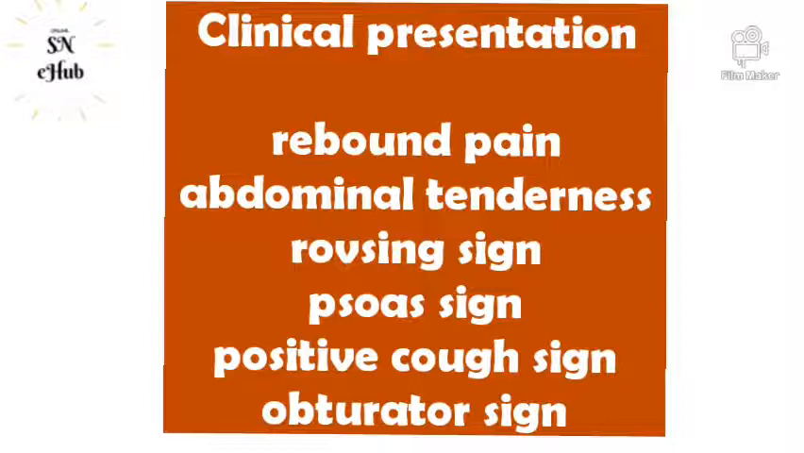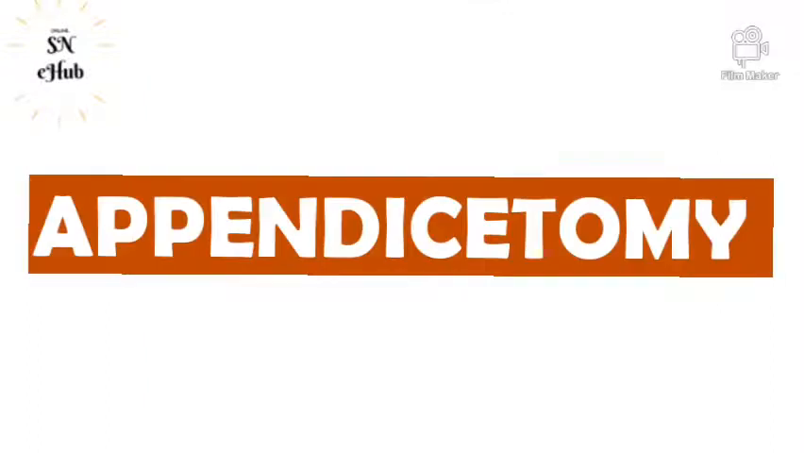We also have what is called obturator sign. Obturator sign is simply pain on the McBurney's region upon rotation of the right leg. So you rotate the right leg, someone has pain on the McBurney's region, just know that that is obturator sign.